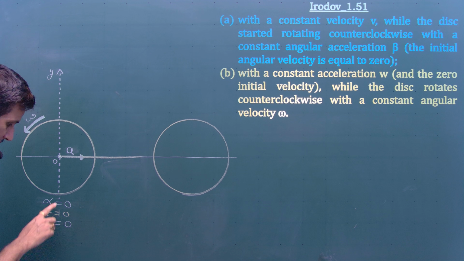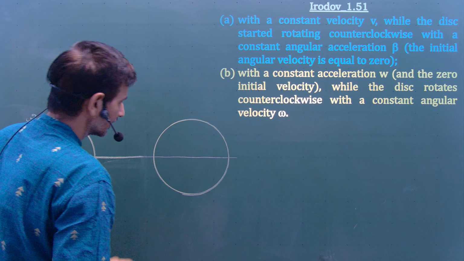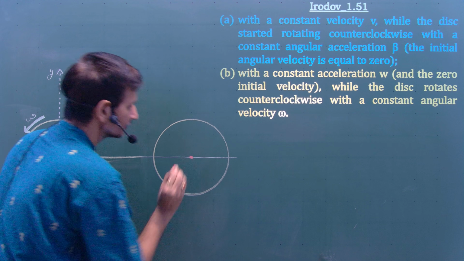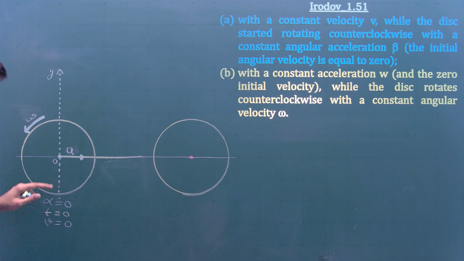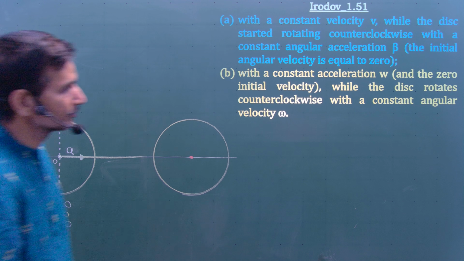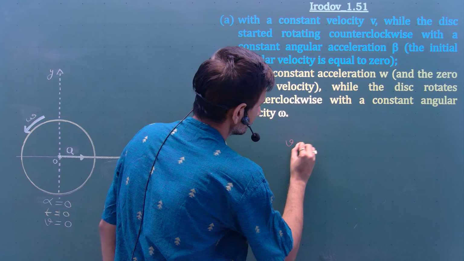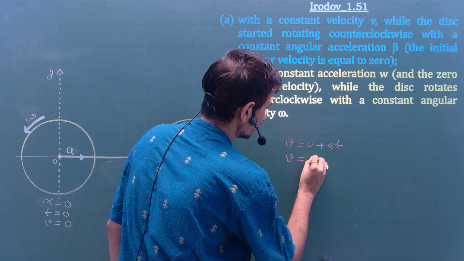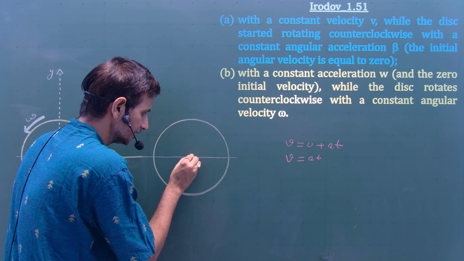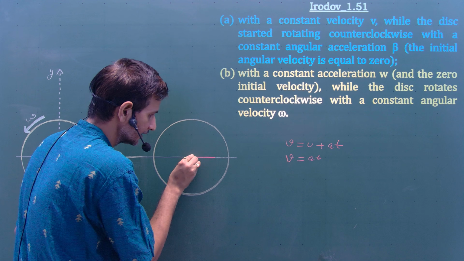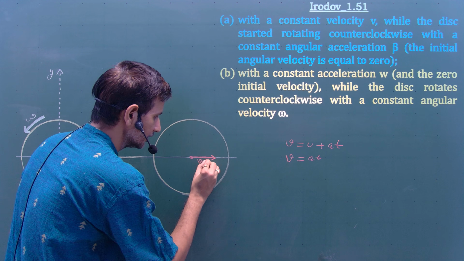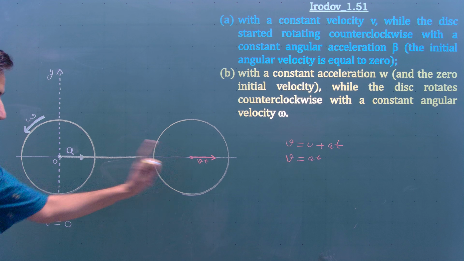So how to find the velocity of 2 points of the disk? This is the situation at t equal to 0. This is the situation at time t. So at time t, what is the velocity of the center of this disk? The initial speed is 0, acceleration is a, so I can apply the kinematics formula: v equal to u plus at. As u is 0, v should be equal to a into t. So at time t, the velocity of this center is in the plus x direction having magnitude a t. So this is the velocity of one point.